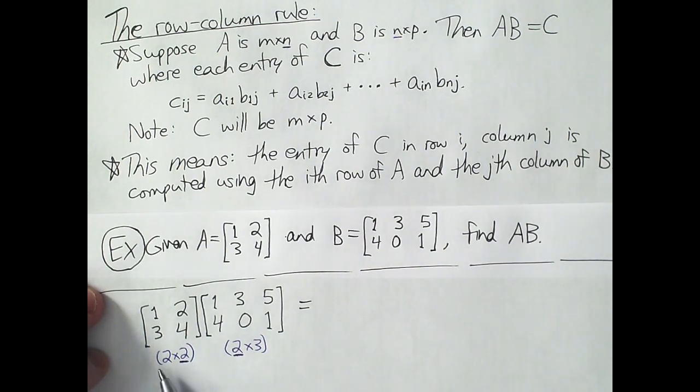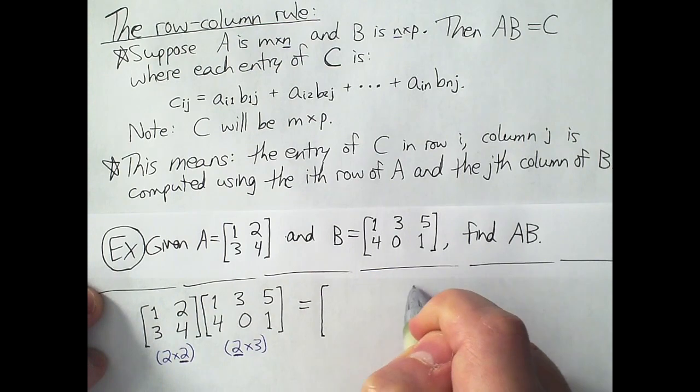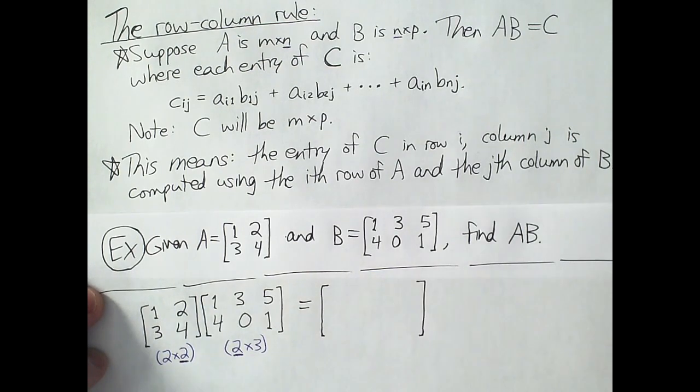Furthermore, I know what size the product is going to be. The result is going to be 2 by 3. It's the other numbers, the 2 from this and the 3 from this. So I know that my answer is going to be 2 by 3.